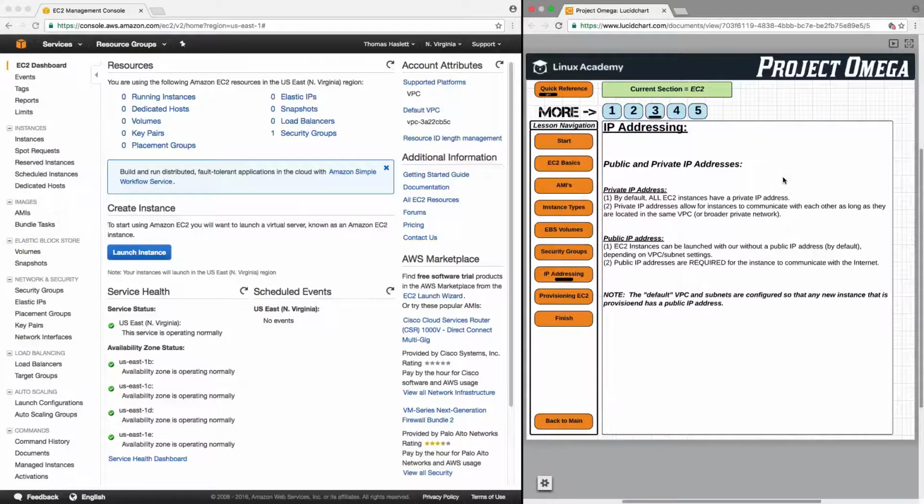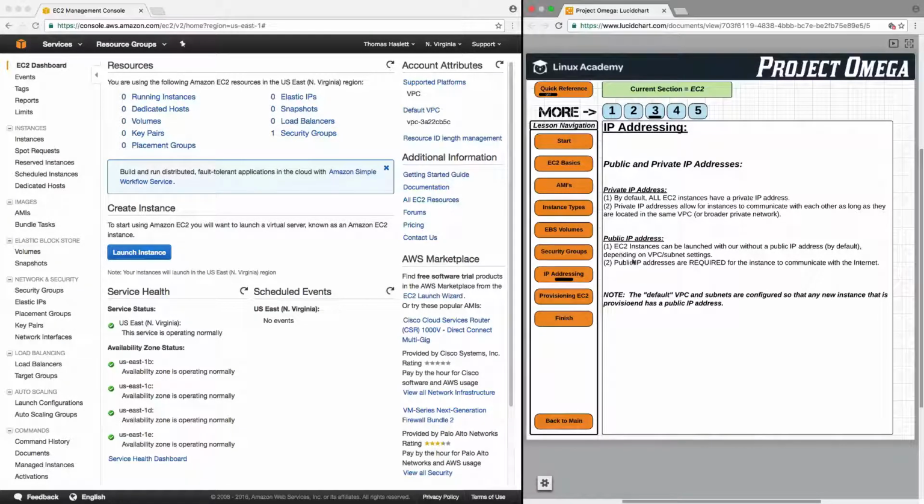So now let's get into public and private IP addressing. By default, all EC2 instances have a private IP address. Private IP addresses allow instances to communicate with each other as long as they are located in the same VPC or broader private network. So private IP addresses are used for internal communication within the VPC.